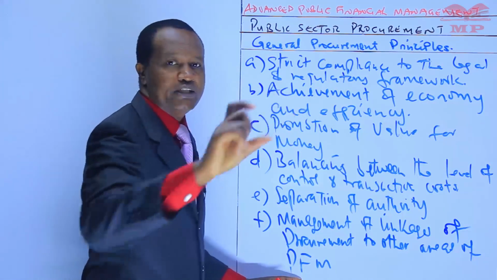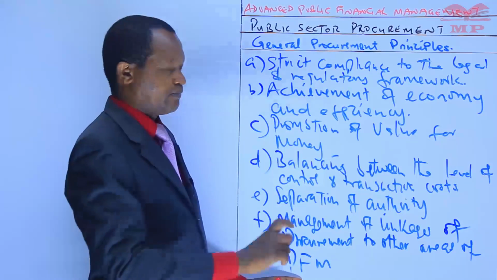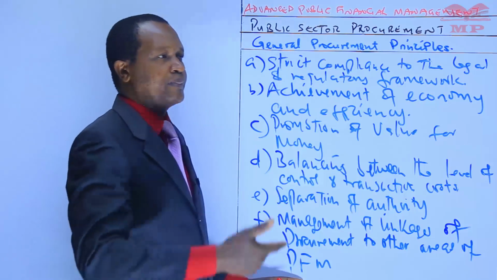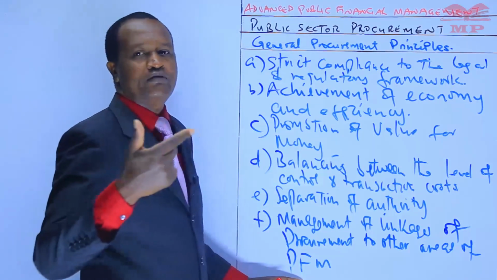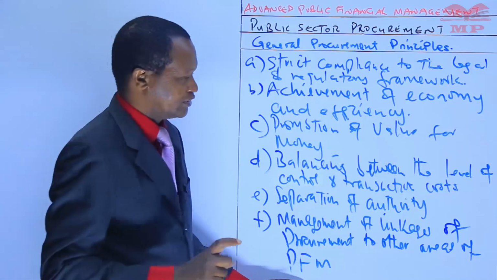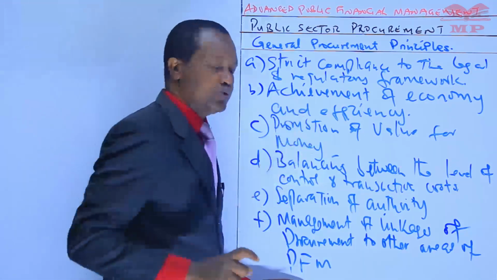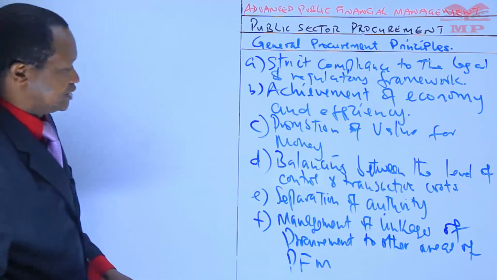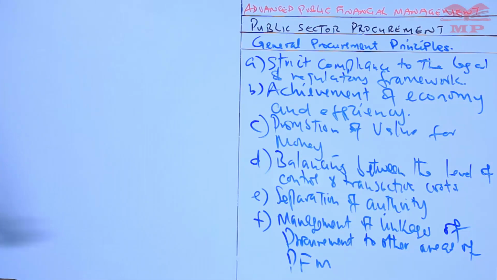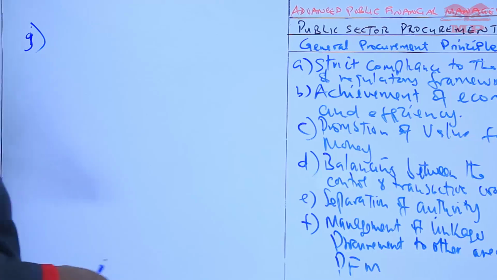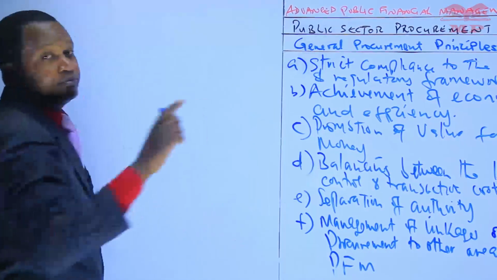I've just mentioned the cycle. That is the budget preparation, budget execution, the accounts and reporting, and also external scrutiny. That is number 6. Number 7. We are discussing the general procurement principles.